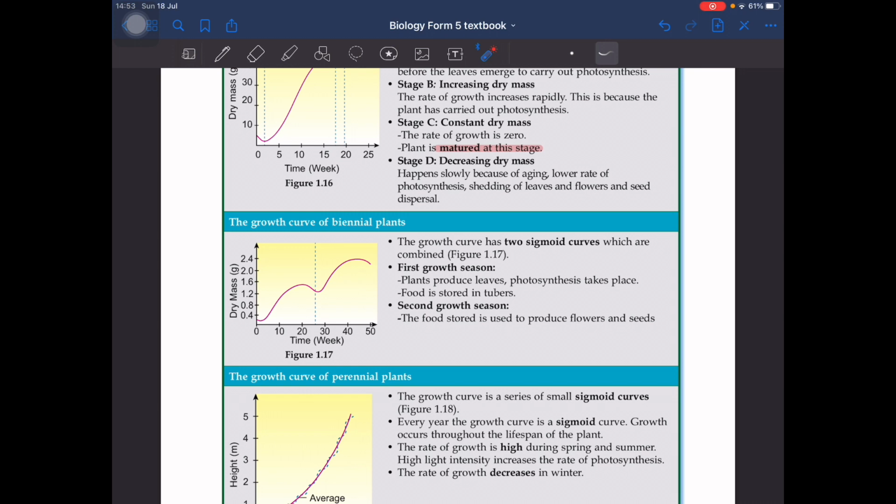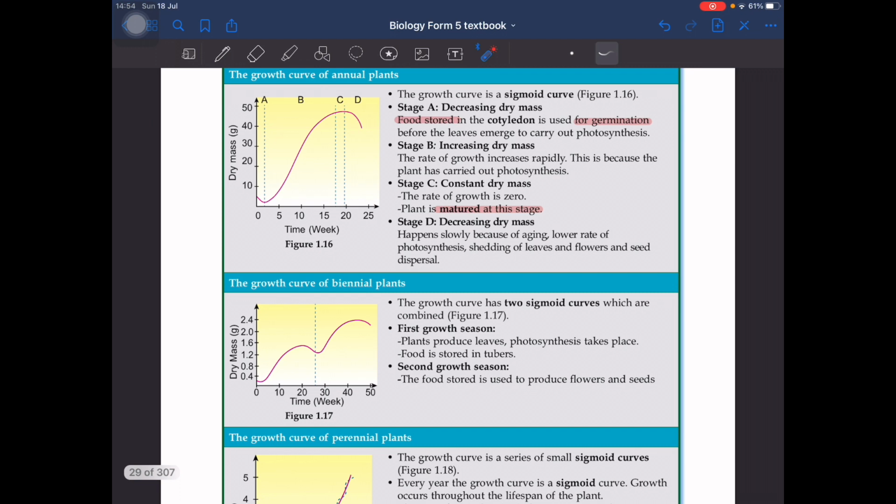and photosynthesis, and then you have the energy or food for the plants stored in the tubers. And then in the second growth season, the food store is used to produce flowers and seeds, which is why it's a slow dip, because the storage is being used up. It's not a straight up first and then dip. It's just up a bit and then dip a bit, kind of thing.